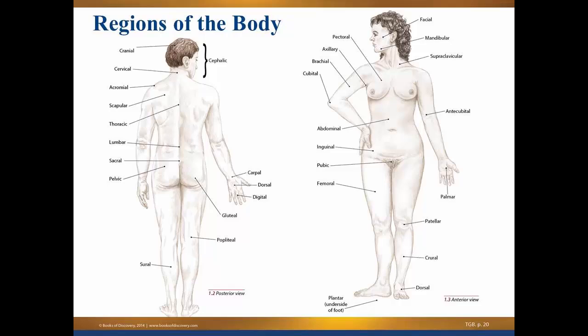Now moving to the right-hand side of the male figure, you'll see the carpal region, which is the wrist, along with the dorsal region, which is the top of the hand or the top of the foot. Mostly when you hear dorsal, you'll be referring to the top of the foot. And digital refers to the fingers. In anatomy, when we say give me your digits, we're talking about your fingers. In the lower area, you'll see the gluteal region. The back of the knee is the popliteal area, directly behind the knee. And finally, the sural region, which refers to the calf area of the leg.